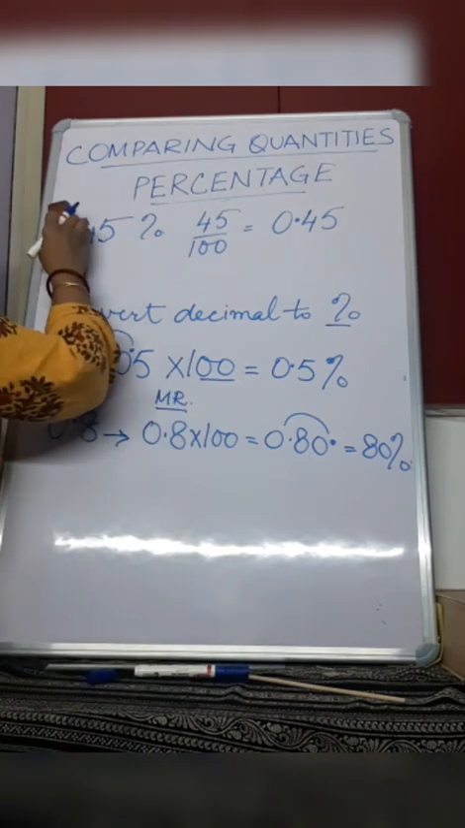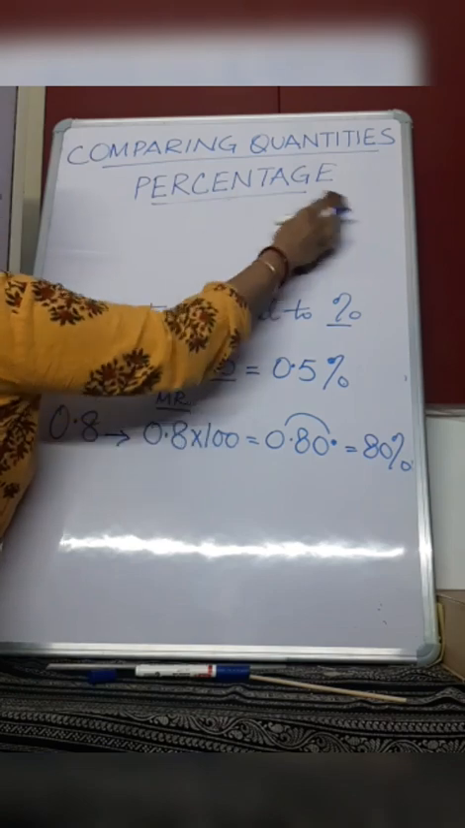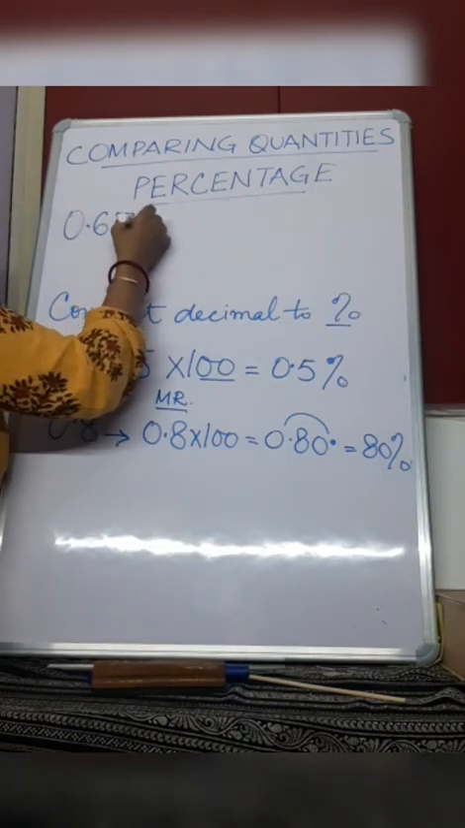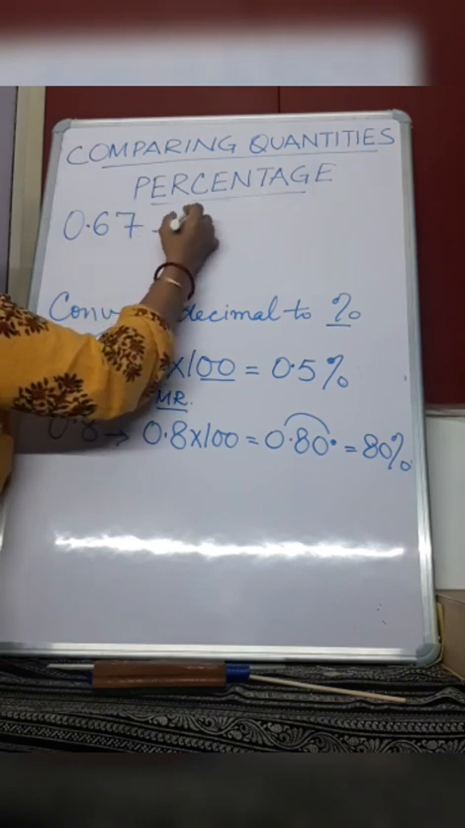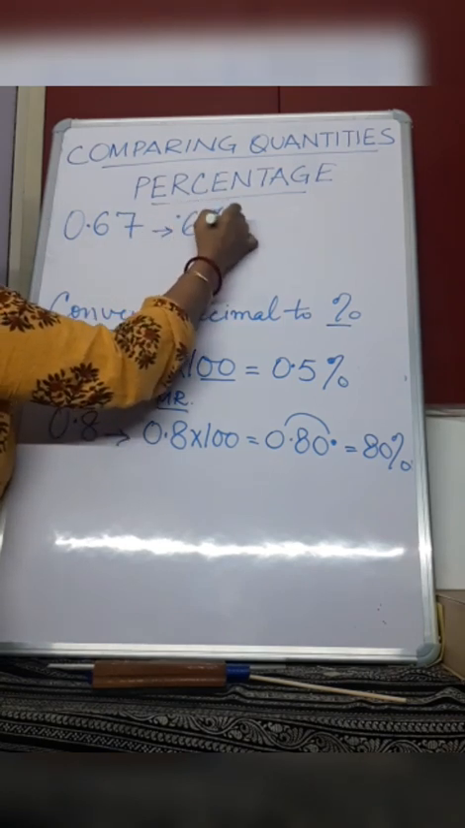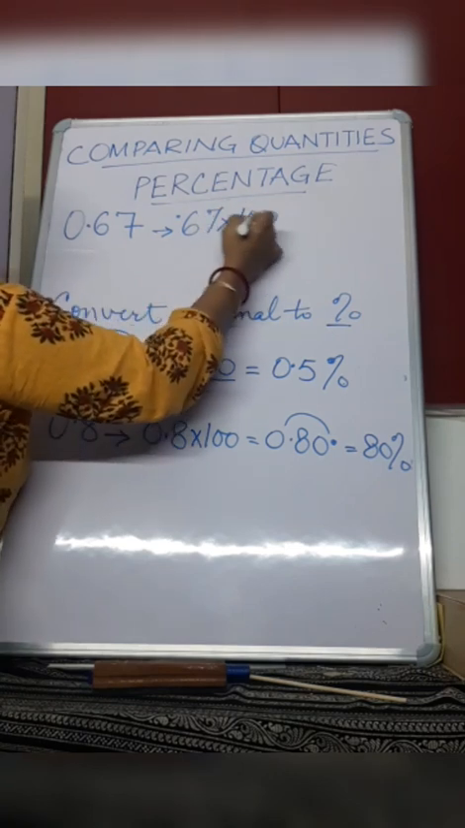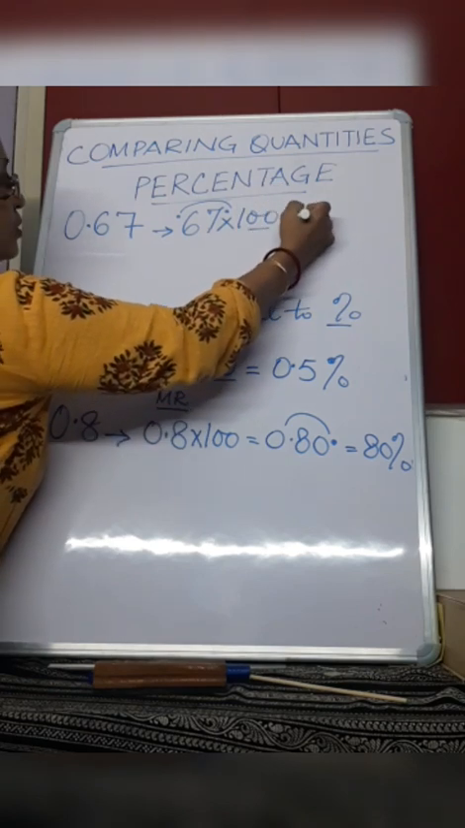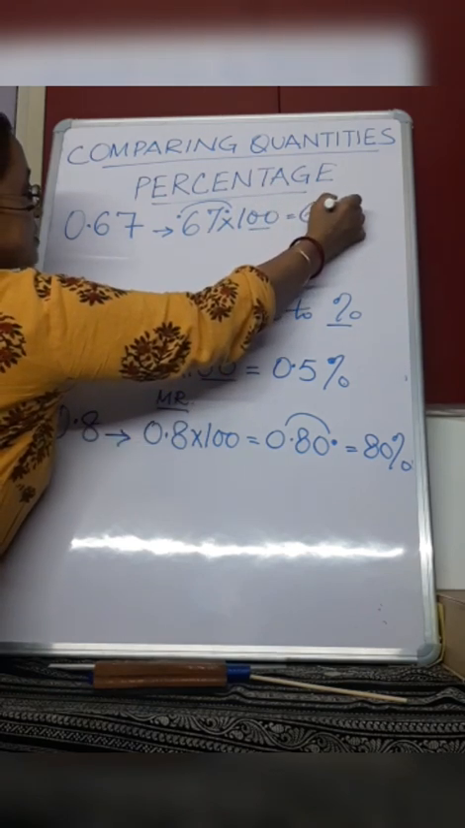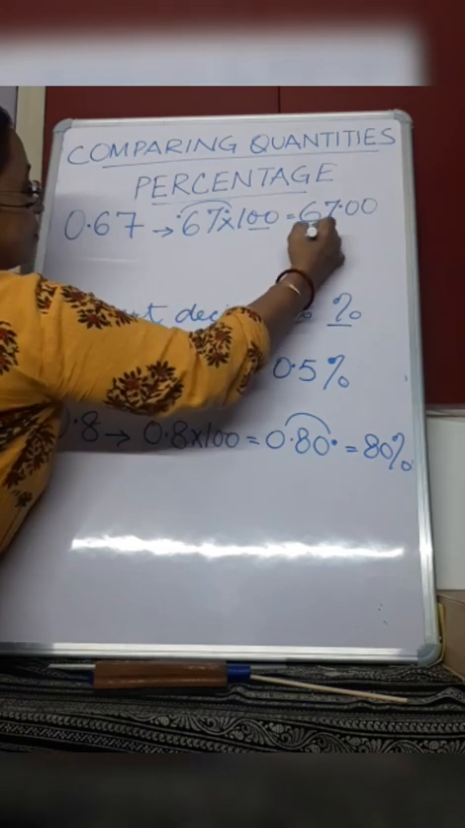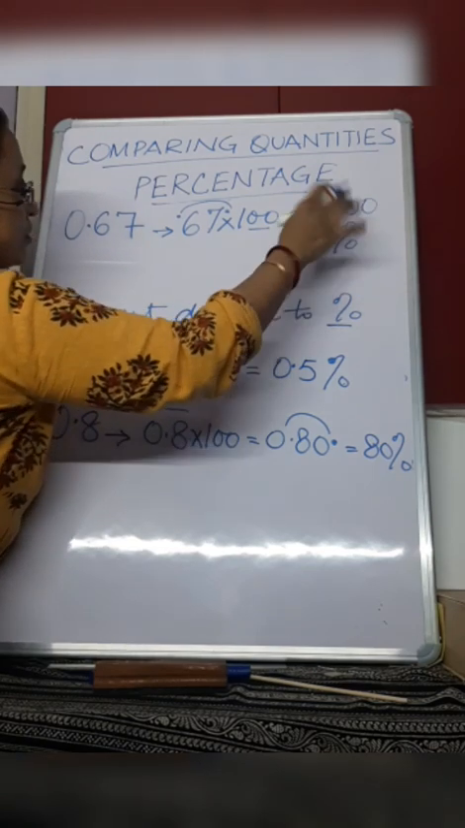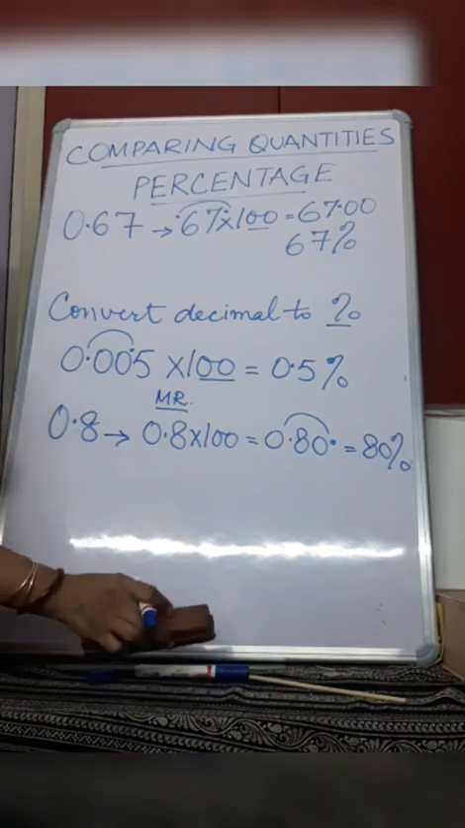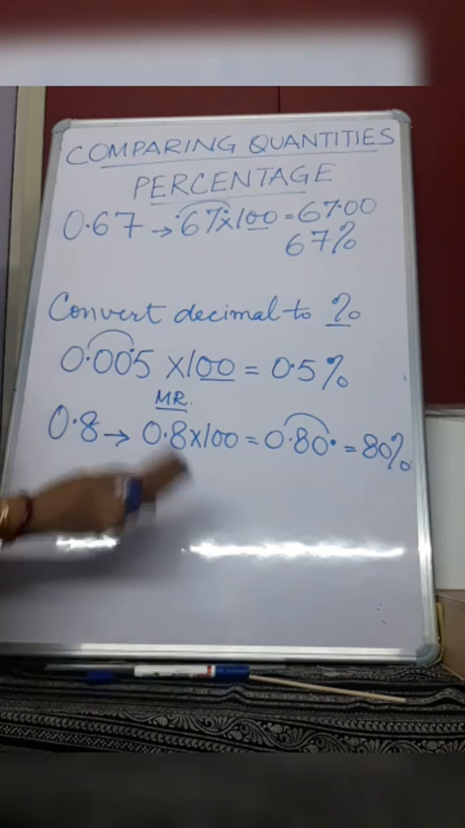Next we take it as 0.67. So first step is multiply by 100, 0.67. Since there are 2 zeros, the decimal will shift towards right by 2 digits. So it becomes 6700, and then we place the sign of percentage. So this is how we convert the decimal to percentage.